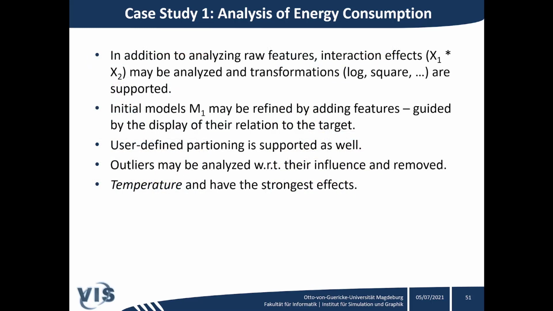In addition to analyzing raw features, interaction effects may be analyzed and transformations such as log and square are supported. Initial models may be refined by adding features, guided by the display of their relation to the target. A user-defined partitioning is supported as well, and outliers may be analyzed with respect to their influence and can be removed. As we already assumed, temperature has the strongest effects.